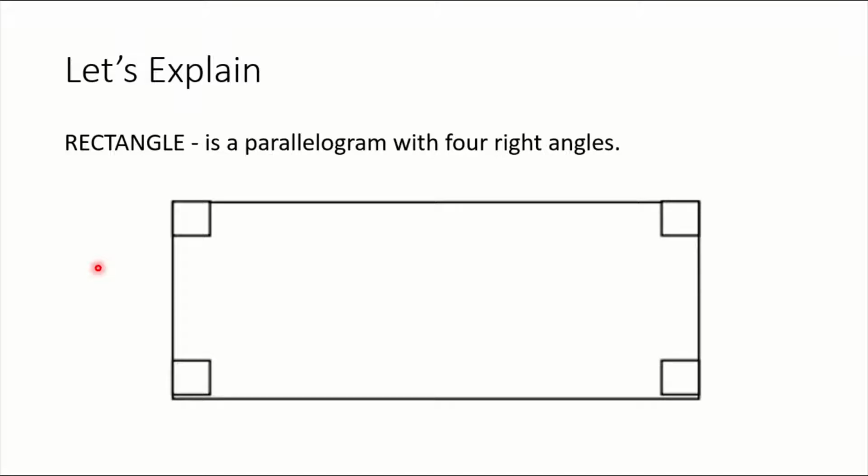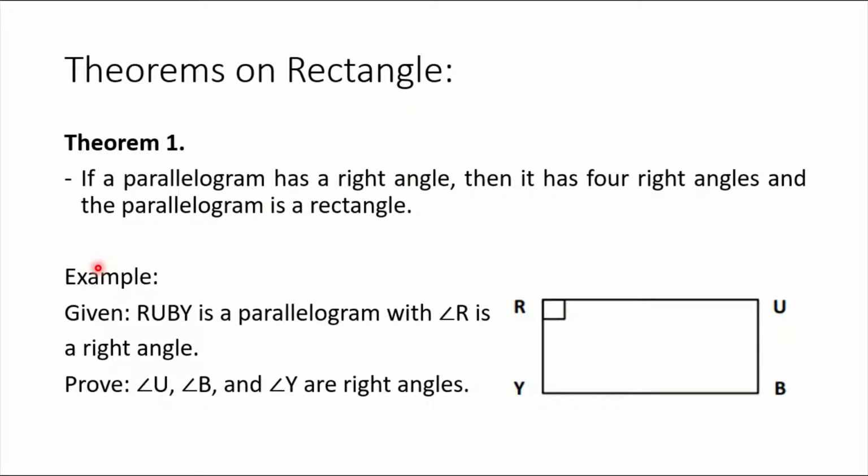So the first thing that we are going to discuss is the rectangle. It is a parallelogram with four right angles. Other than having two pairs of parallel lines, a rectangle is a parallelogram with four right angles. The first theorem is: if a parallelogram has a right angle, then it has four right angles and the parallelogram is a rectangle. So if a parallelogram has a right angle, then the rest of the angles are also right angles, and that parallelogram is a rectangle.